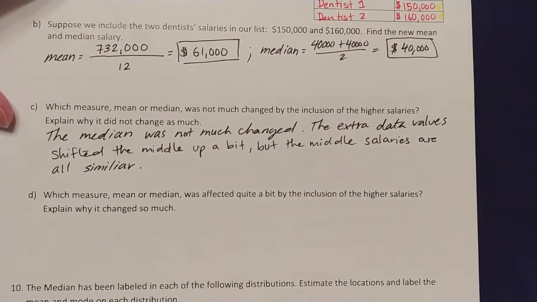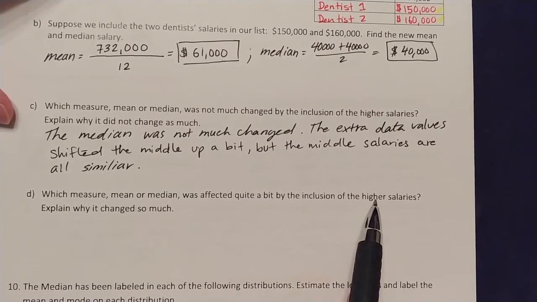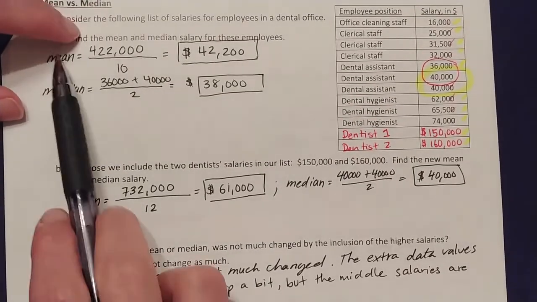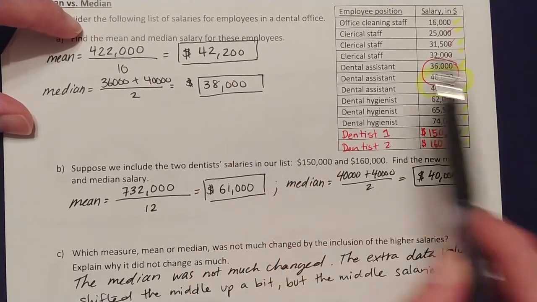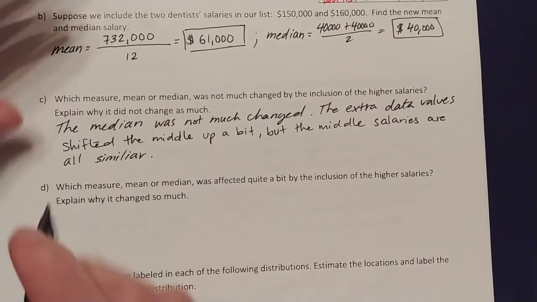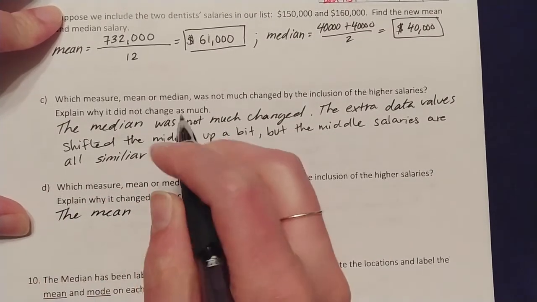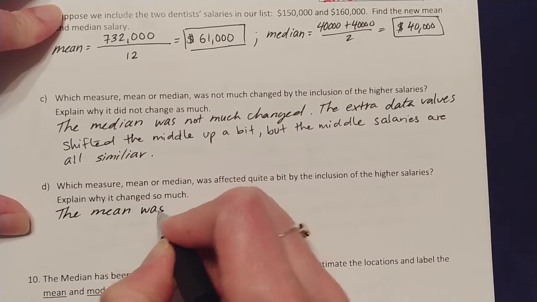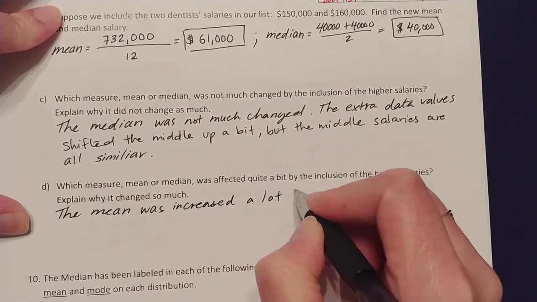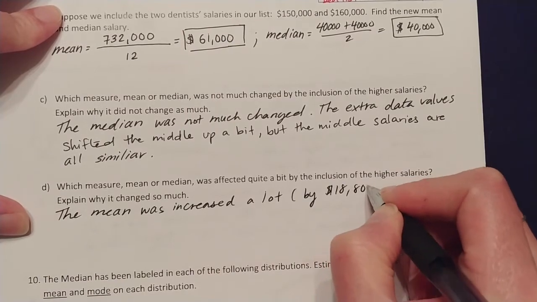D says, which measure, mean or median, was affected quite a bit by the inclusion of the higher salaries? And then why did it change so much? Well, this is also obvious, right? The mean changed dramatically. It went from 42,200 to 61,000. Okay, so we can say the mean was increased a lot. And if we want to be specific, we could say by $18,800.